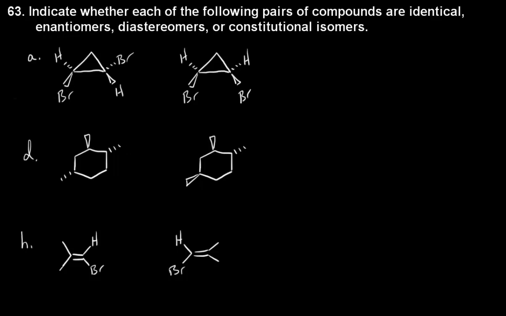Okay, so question 63: indicate whether each of the following pairs of compounds are identical, enantiomers, diastereomers, or constitutional isomers. Before we even begin, you need to have a very good idea of what these four definitions really mean to be able to use them to separate these different questions. There are actually, I think, 8 questions for this, question 63.